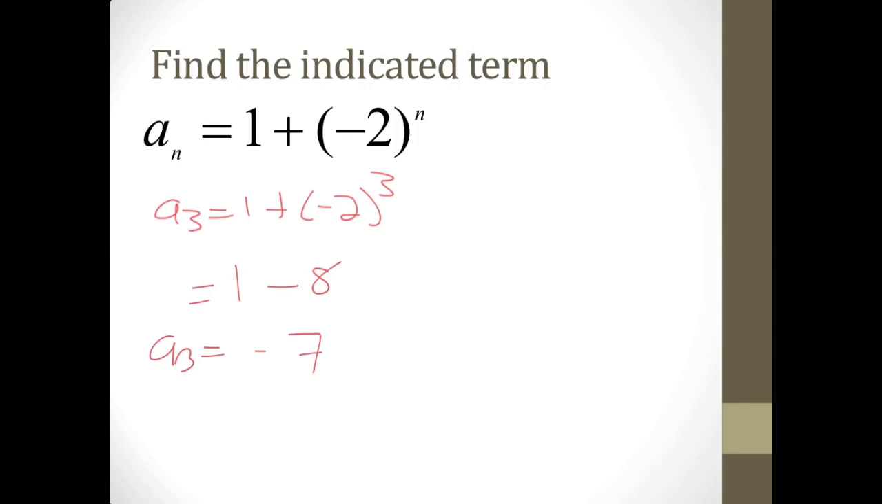If I plugged in 4 to find the fourth term, then I have 1 plus negative 2 to the fourth, which means I have 1 plus 16, giving me 17. So again, it matters what kind of exponent we have with the negative values. Make sure you keep them in parentheses.